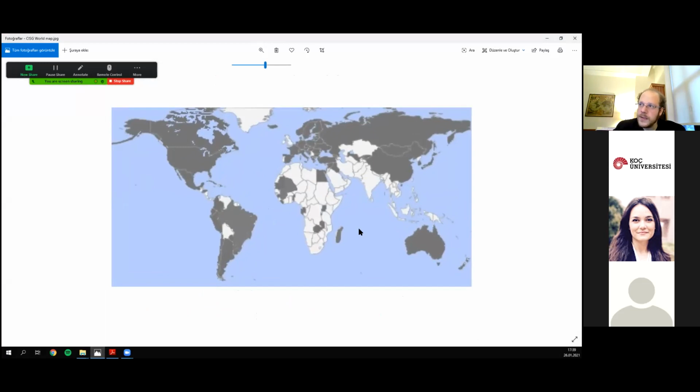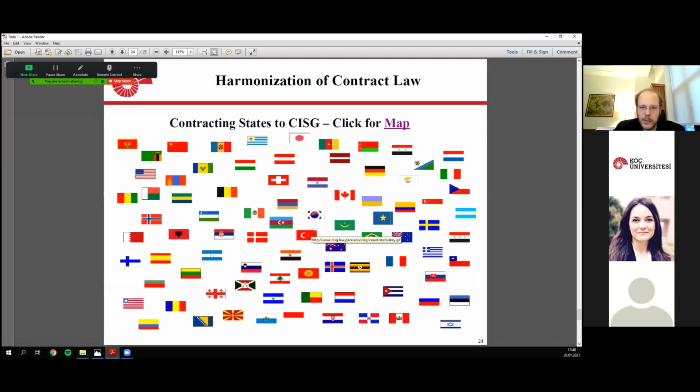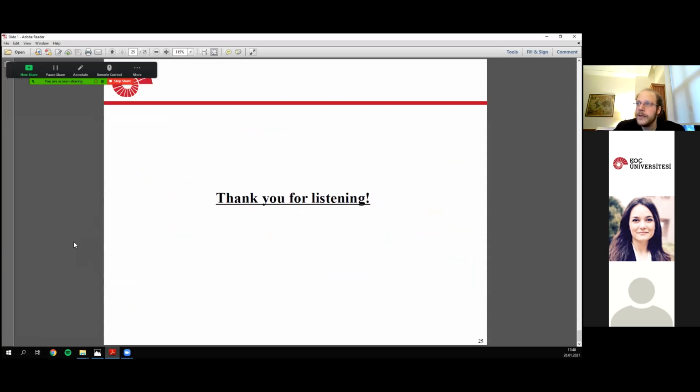You will perhaps notice that 2 countries which are important actors in international trade are missing from the gray areas. One is the UK, and the second one is India. This is an incomplete list of flags. I had done that a few years back. Since then, new countries should be added here, but just to give you an idea. So with that, I conclude my presentation, and thank you all for listening.